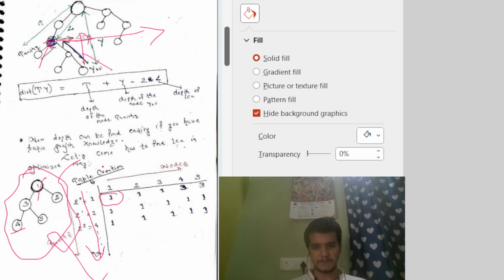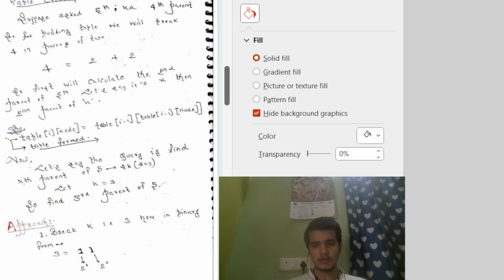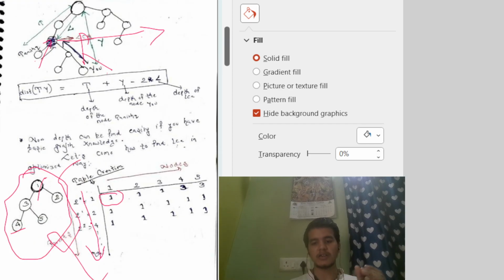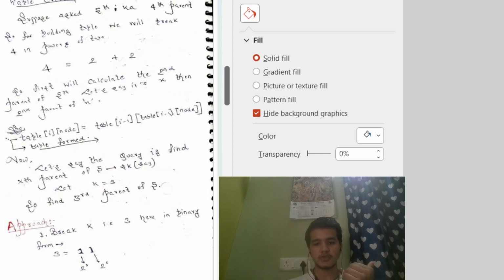So let's see. Suppose you have been asked the fourth parent of 5, what will it be? When we are creating the table, first we make the row for 2, then the row for 4, that is, 2 to the power 2. The row which is created first is the 2 to the power 1 row, so using that row we can create the next row.